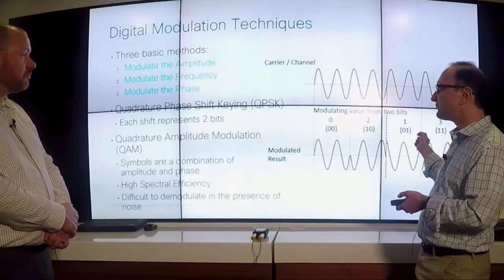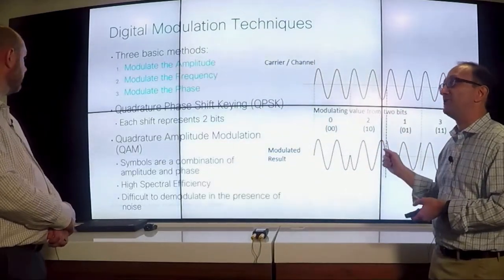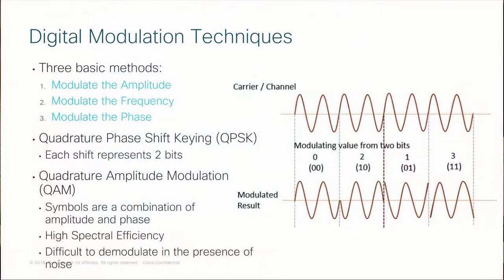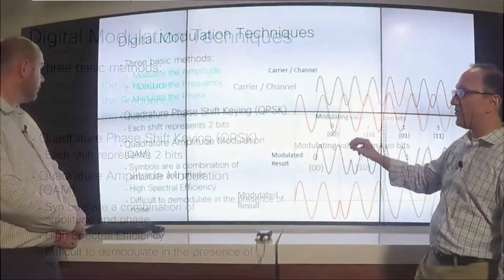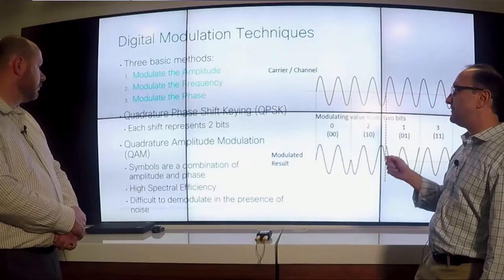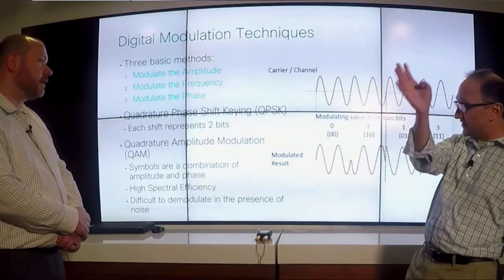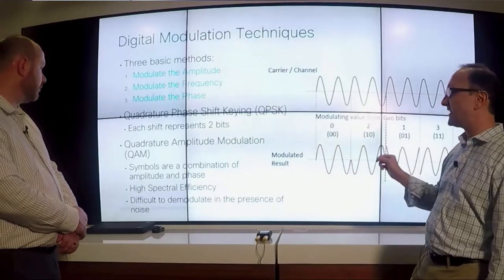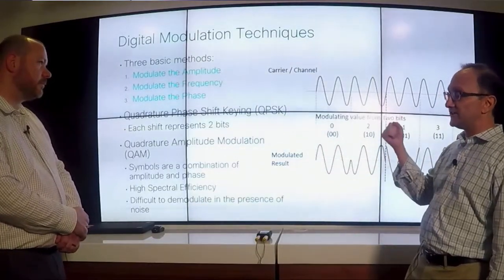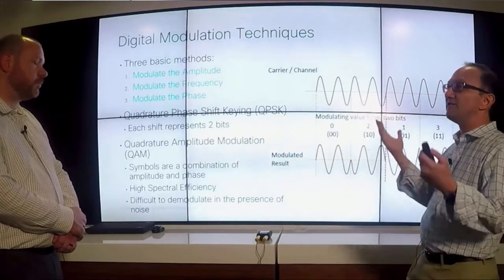Okay, simple. We also have quadrature amplitude modulation, QAM. And this is what we typically are using from a .11 perspective. So the symbols are actually a combination of amplitude and phase. And this is going to give me, in big words we like to say, high spectral efficiency, which is a really fancy way of saying it lets me cram more bits into the signal. But that last bullet point is important. It can be difficult to demodulate in the presence of noise. So remember that signal-to-noise ratio piece. Clean signal. Exactly. So I've got to have a really good quality signal in order to make sense of that data.